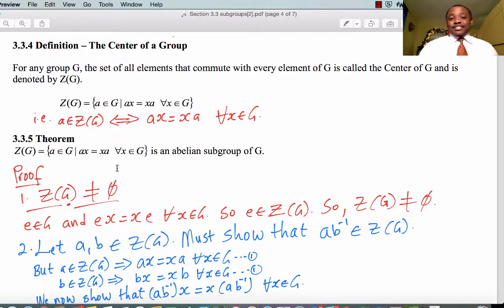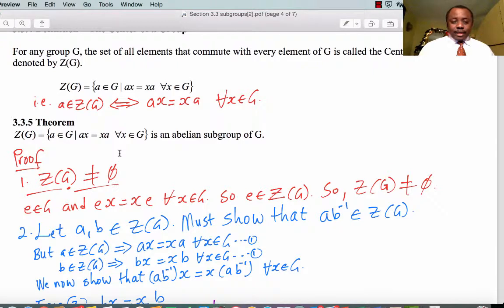3.3.5 theorem. The center of a group Z(G) is an abelian subgroup of G. Proof. There are two things we have to prove here. Number one, that Z(G) is a subgroup of G, and number two, that it is abelian. By the definition of Z(G), Z(G) is abelian. Z(G) is commutative. You can verify that for every A, B in Z(G), AB equals BA. I'll leave that as a simple exercise for serious students. We would go ahead and verify that Z(G) is a subgroup of G. That is the one I'm really interested in.